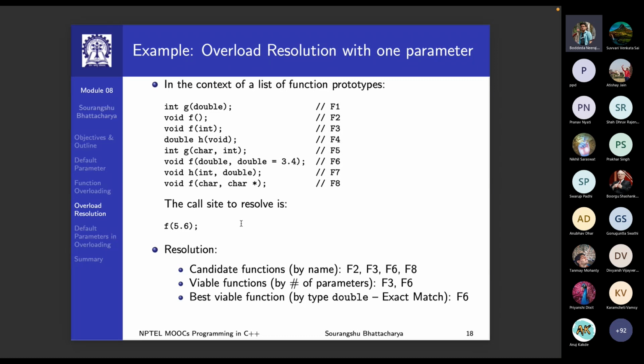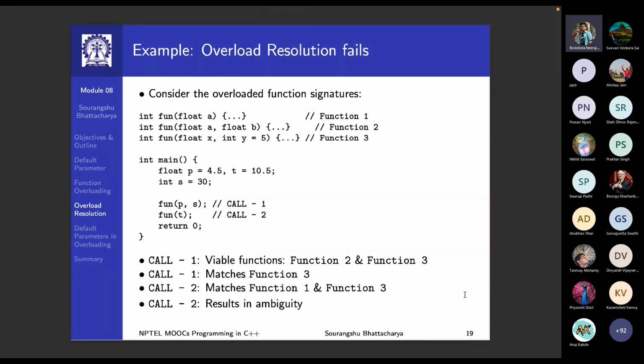Okay. So now in this, let us come back to this example. So we have these viable functions f3 and f6. And in this particular case with f6, there is an exact match, right? So f6 is called. Now let us see some more examples.